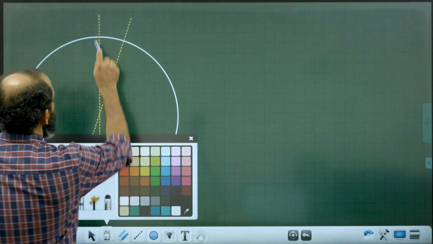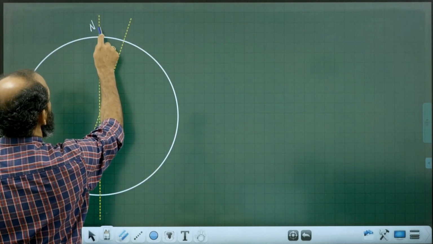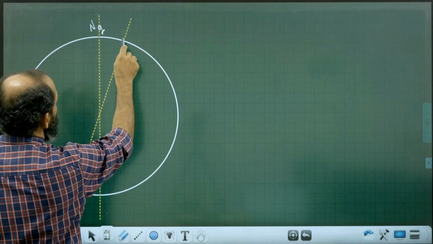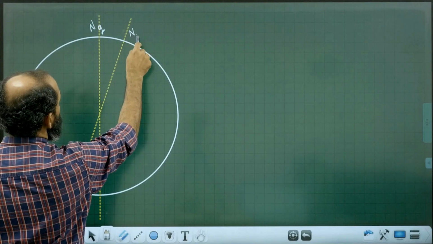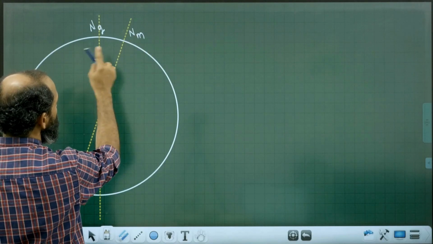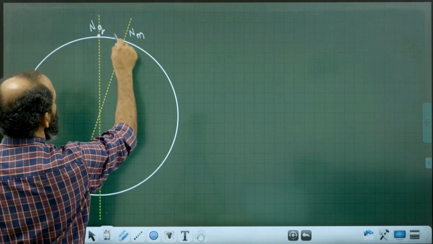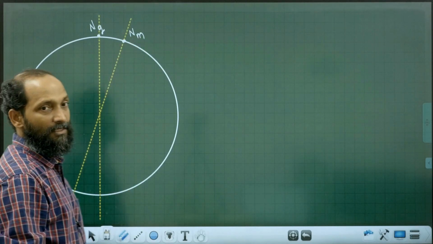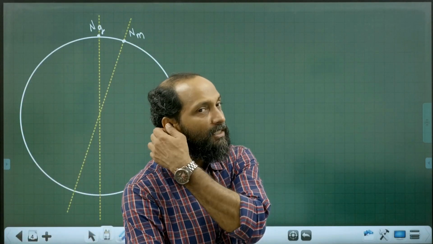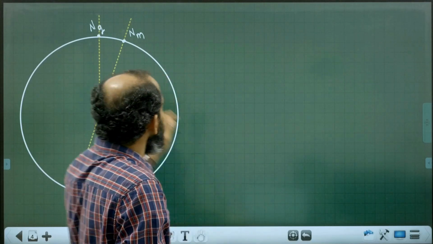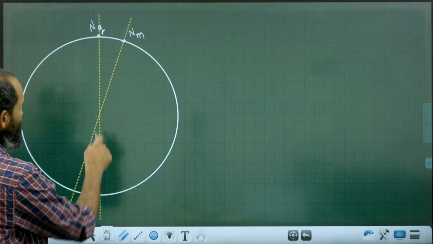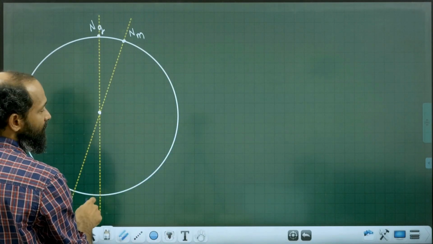Okay, this is the direction of north geographic, and this may be north magnetic. North geographic and north magnetic are not found at the same point. It is very close to 500 miles or 800 kilometers apart from one another. Really, these two axes coincide at the center of Earth.